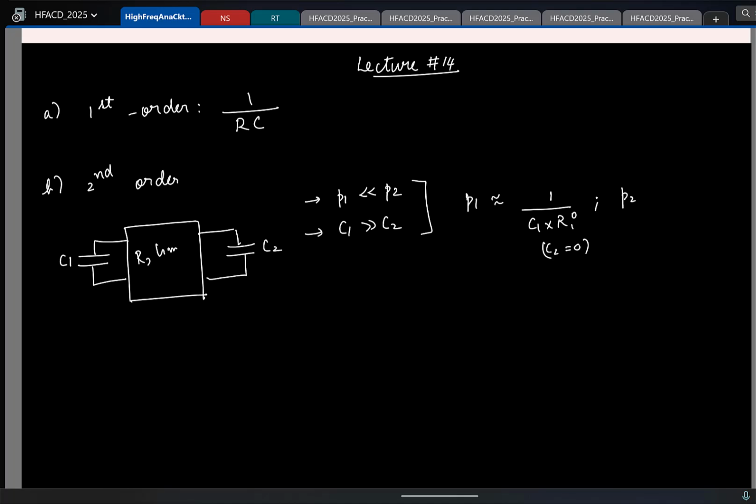Similarly, the high frequency pole you can associate with the other capacitor C2. And for this calculation, what will you do for the larger capacitor C1? You assume that it is short, so I'll mark it as R21, meaning C1 is infinity.